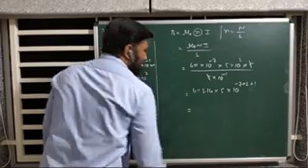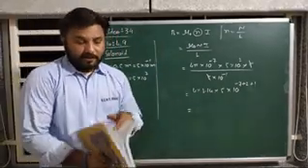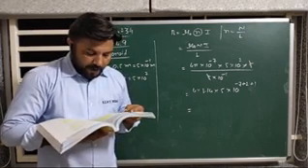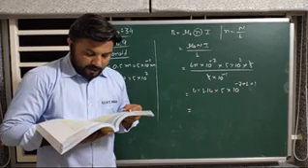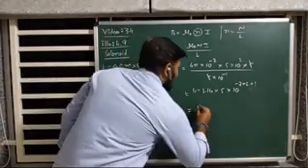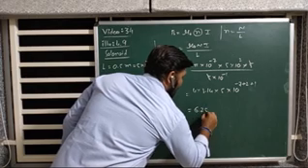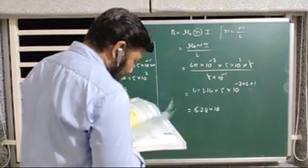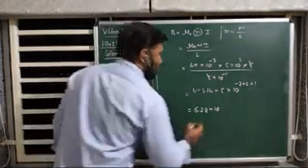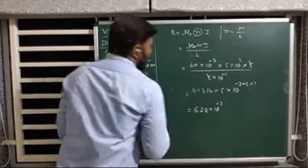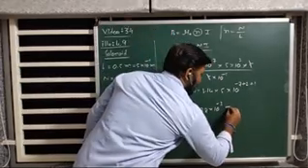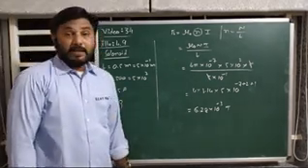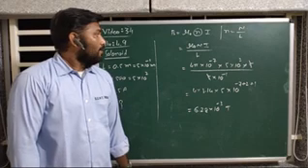Take a calculator, do the calculation, and you will get the answer. What is the answer? It is 6.28 multiplied by 10 raised to minus 3. As it is a magnetic field, it has unit T, T for Tesla. See how easy it is. Got it?